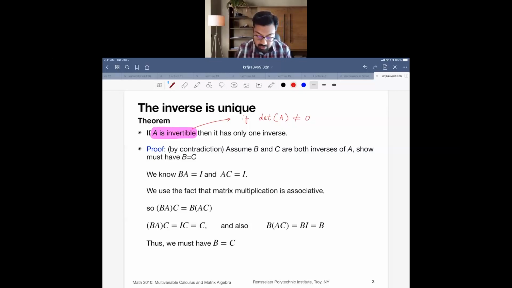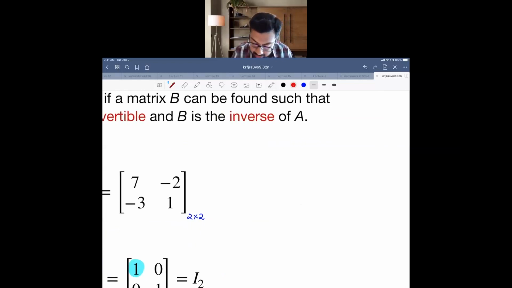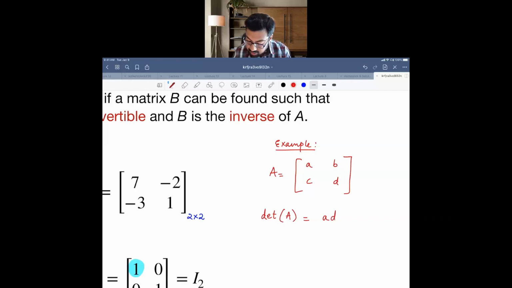And the determinant of a matrix is computed as follows. Let me do it for a 2 by 2 case. So for example, I have A as some 2 by 2 matrix with entries A, B, C, D. Then the determinant of this matrix is going to be AD minus BC, right? So I'm doing AD minus BC. And that's how you would find the determinant of A.